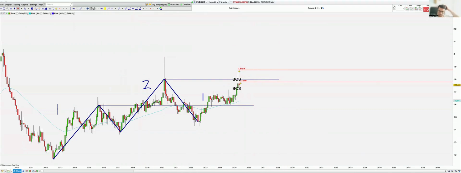Spike the highs here and come back in. Let me delete these things. I don't know why they're showing here as well. Not needed. That's what we're playing for. We're playing for the third rise. I hope this is making sense to you guys.